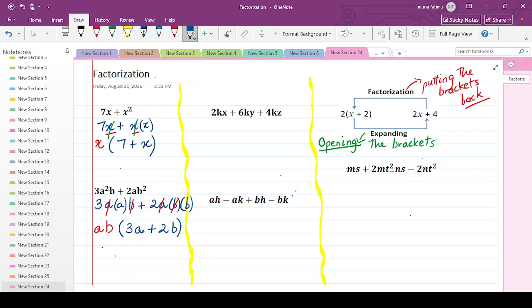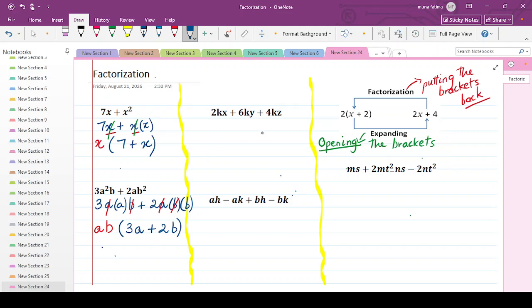And there's another thing. Always check your last line when you're done factorization and see whether you can take anything further common. Because if there is something common left inside the bracket, that means your factorization is not complete.